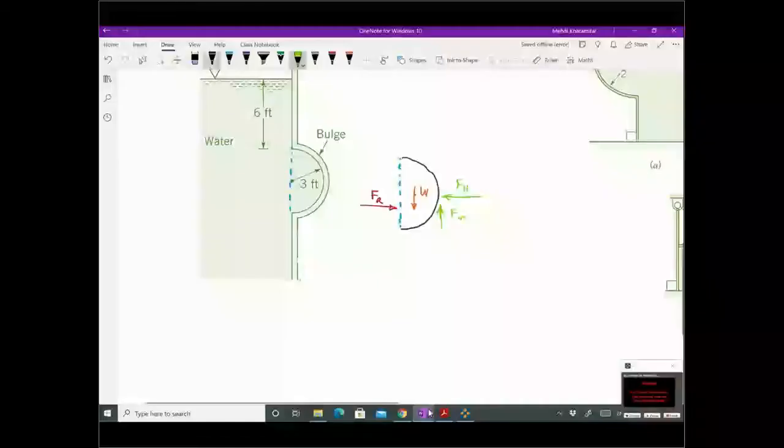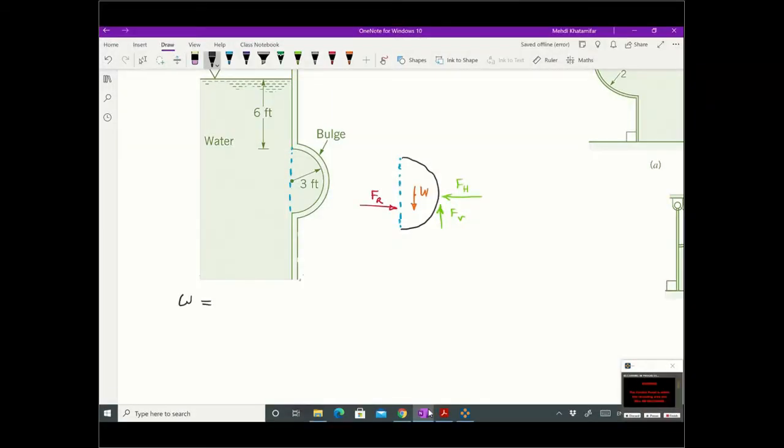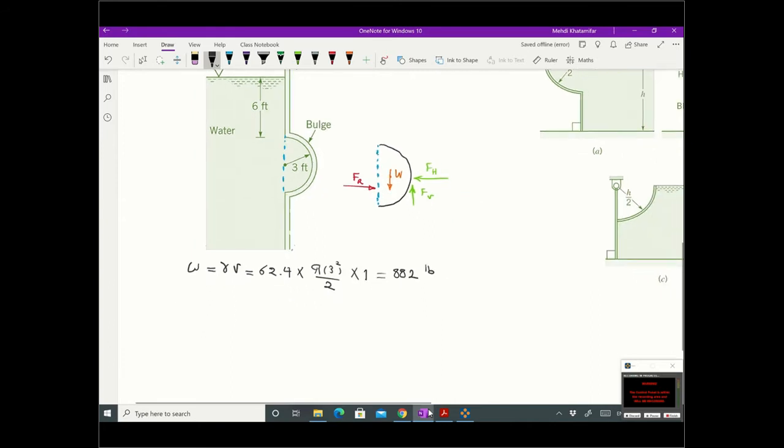For the weight, we know the formula is gamma times volume. Gamma is 62.4 times volume, which is pi r squared divided by 2 for half, multiplied by 1, which is the 1 foot depth. So this is going to be 882 pounds.